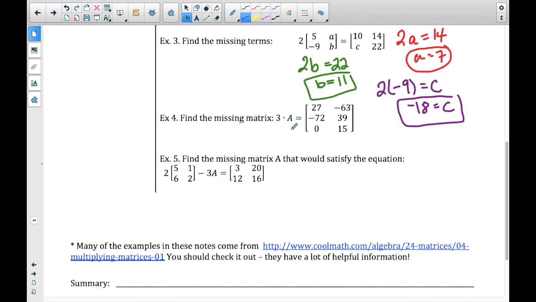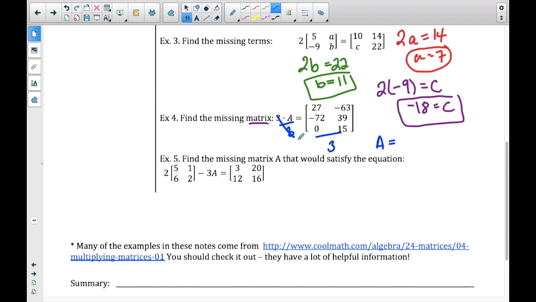Well, what if the whole matrix is a variable? Because this says find the missing matrix. In other words, they are implying that there is a matrix here called matrix A. So that's what we need to take a look at. What this really means is, imagine if this was an equation, which it is, and you were going to solve this equation, wouldn't we divide by 3 on this side and divide by 3 on this side? And that's going to cancel my 3's, and it's going to tell me what A equals.